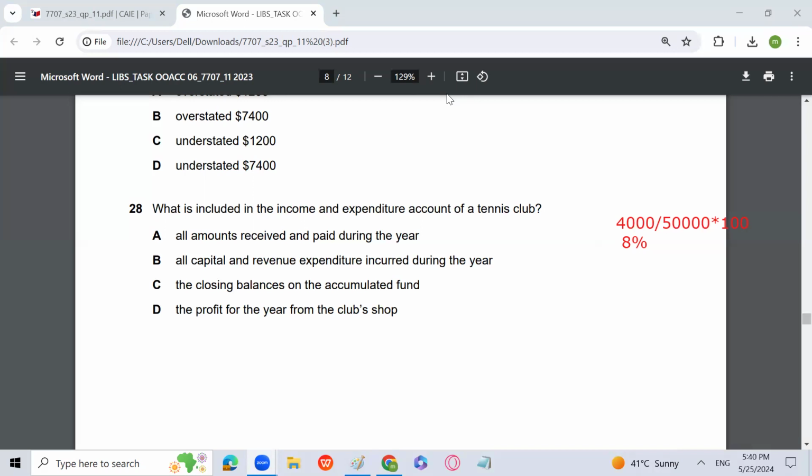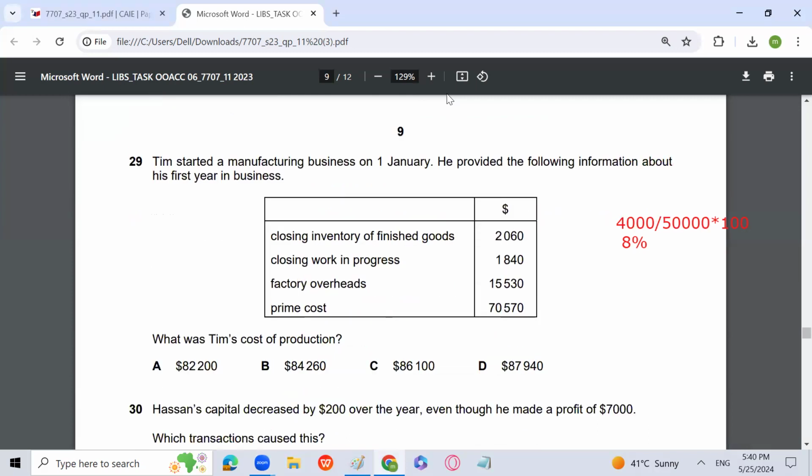Closing balance on the accumulated fund will not come in the income and expenditure account. That is a part of the statement of financial position. Profit from club's shop. So that is the club trading account, shop trading account. That profit will come in the income and expenditure account with subscription.